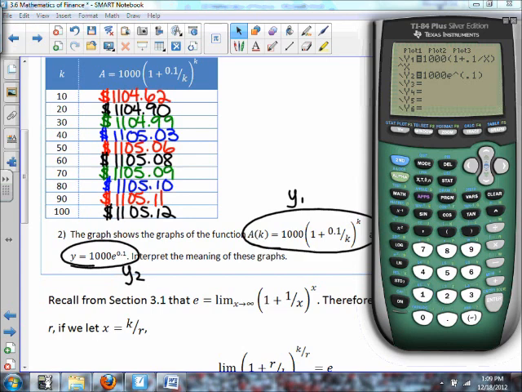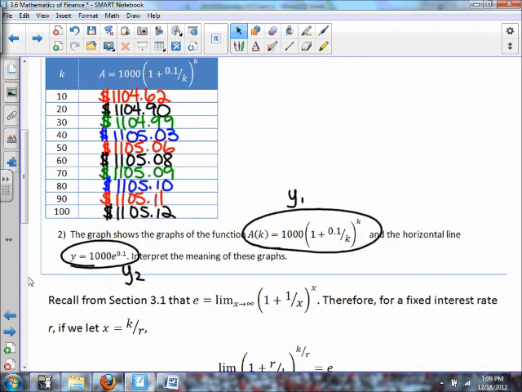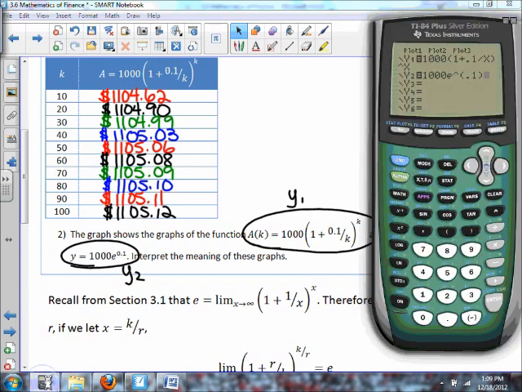Now, because it says here, the graph shows the graphs of the function A of k equals 1,000 times (1 plus 0.1 divided by k) to the k power, and the horizontal line y equals 1,000 e to the 0.1. This is a constant number. That's why it's a horizontal line. E is a number. Okay, 1,000 times that number.